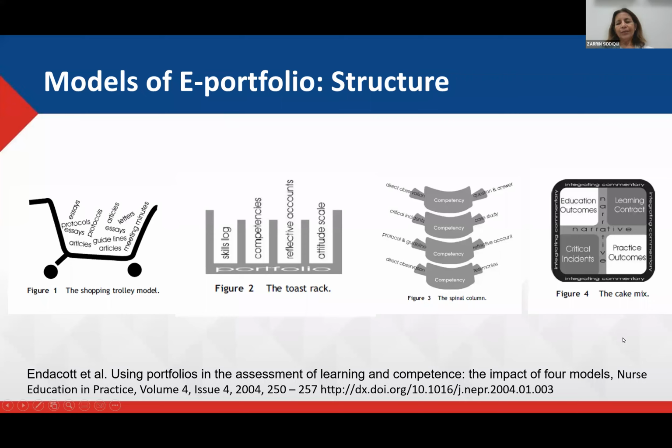The final one is the cake mix model, where you have outcomes, their independent learning, and whatever they have gone through in clinical practice. And there is a common element of reflection. So structure-wise, you can see which model will suit your needs best. I'm not going too fast. Stop me if I go too fast.